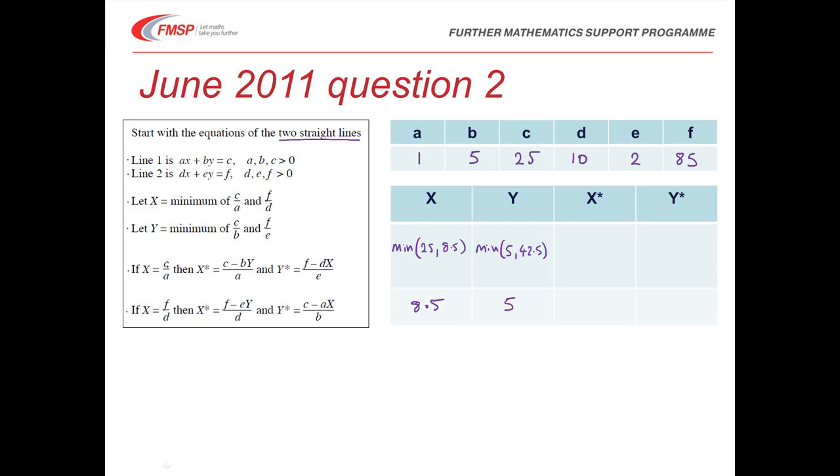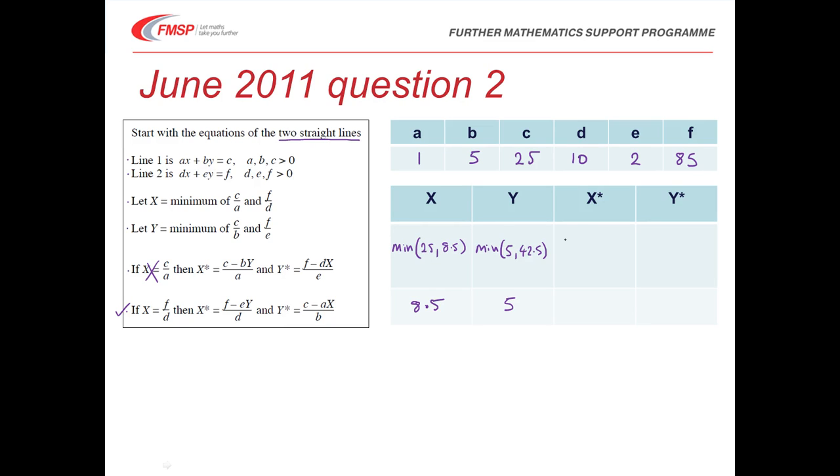If x equals c over a, well, hang on a minute. C over a was 25 over 1, which is 25. No, it wasn't that. Okay, I can ignore the rest of that line. If x equals f over d, let me just remind myself. F over d is 85 over 10, 8.5. Yes, so I'm now going to obey the instructions on this line.